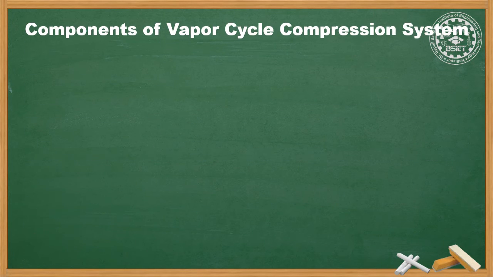Components of vapor compression cycle. First, compressor. The compressor acts as the heart of the refrigeration system. The low pressure and temperature fairly dry vapor refrigerant from the evaporator is sucked by the compressor through the suction valve and is compressed to high pressure and high temperature so that it can be easily discharged to the condenser through the discharge valve.